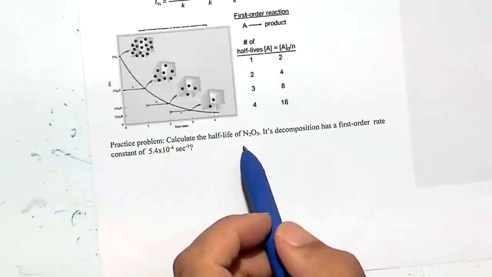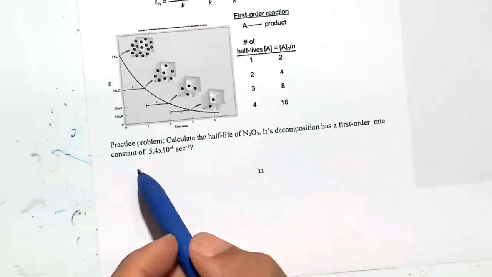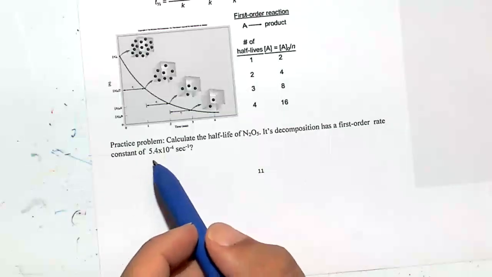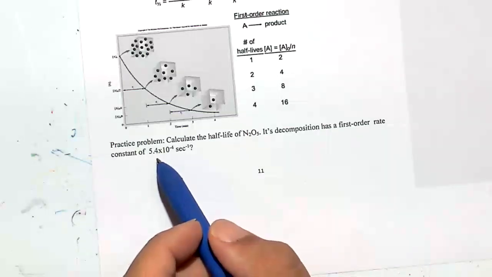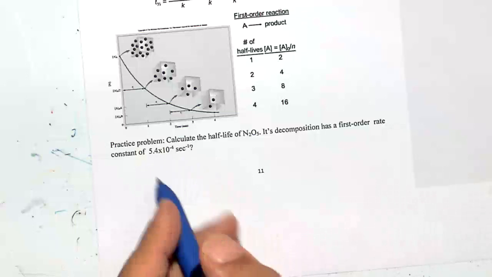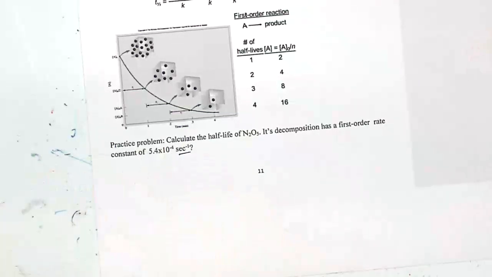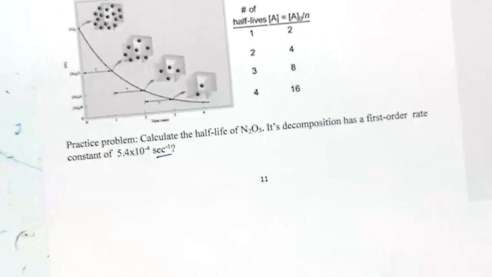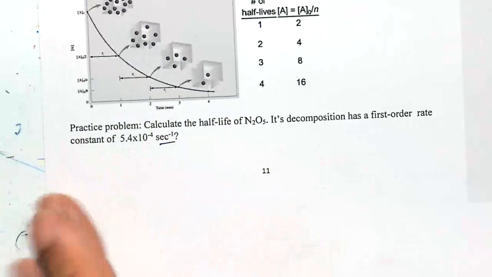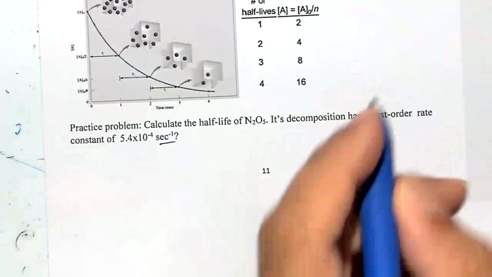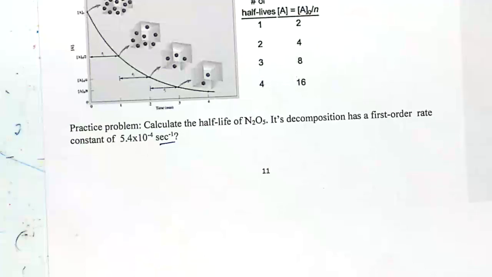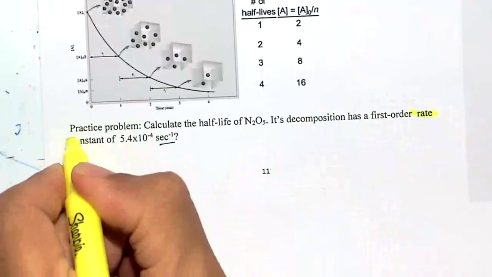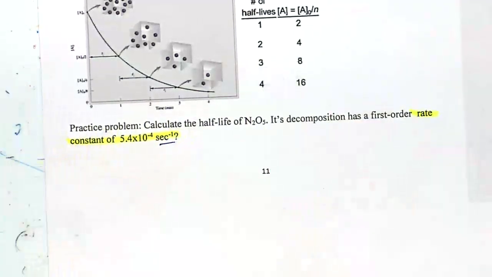All right, calculate the half-life of N2O5. Its decomposition has a first-order rate constant of 5.4 times 10 to the minus 4 inverse seconds. You see that seconds to the minus 1? That's just the rate constant, lowercase k. That's 5.4 times 10 to the minus 4 inverse seconds.